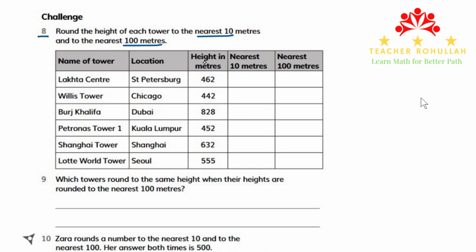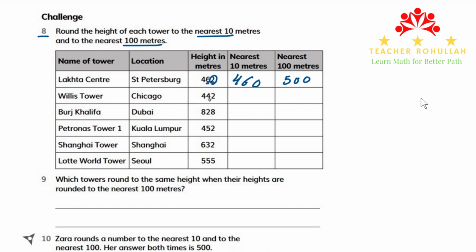The height of Lacta Tower is 462. To round this to the nearest 10, we underline the digit in the tens place and circle the 2 in the ones place. Seeing that 2 is 4 or less, this rounds down to 460. And when we round the height of this tower to the nearest 100, we get 500 because the digit in the tens place is 5 or more.